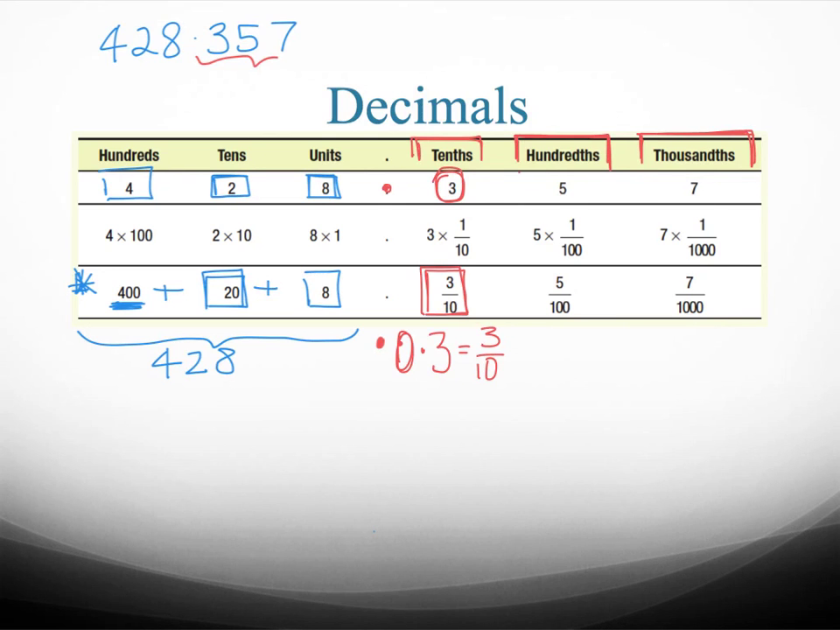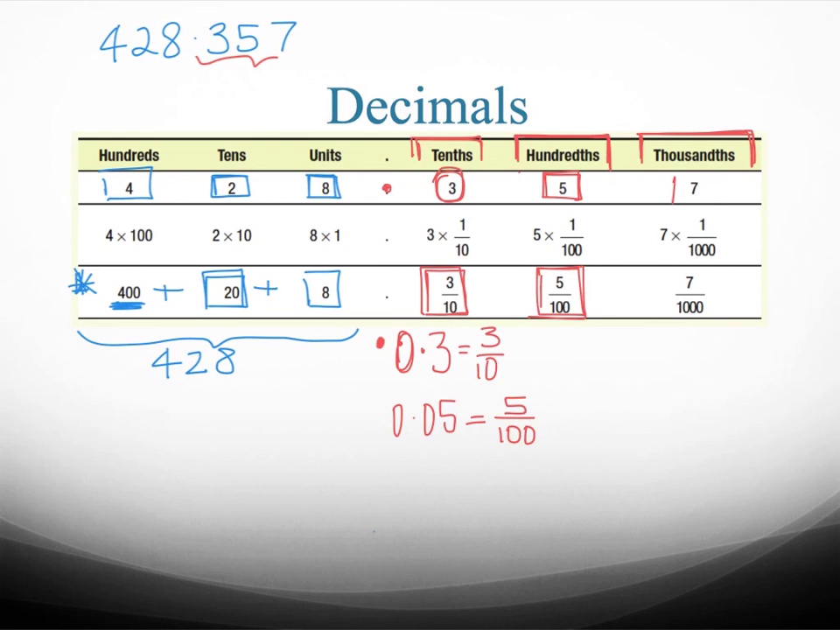We then in the hundredths column have 5. The fraction of 0.05 is given by 5 over 100.